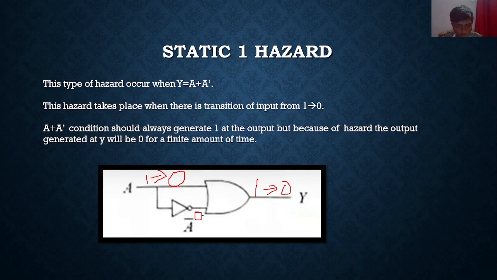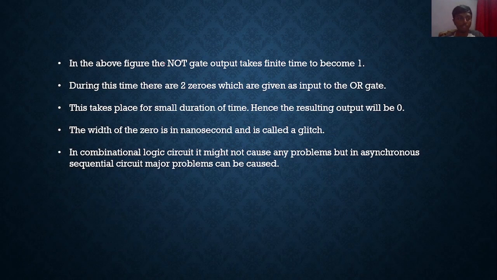And here we can see after some time this 0 again goes back to 1, and 0 OR 1, the output will be changed to 1 again. So this is a complete static one hazard. In the above figure we can see that the NOT gate output takes some time to become 1. During this time there are two zeros which are given as input to the OR gate. This situation takes place for a small amount of time, and hence the resulting output will become 0.